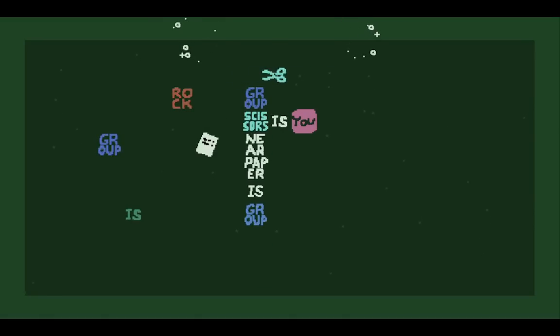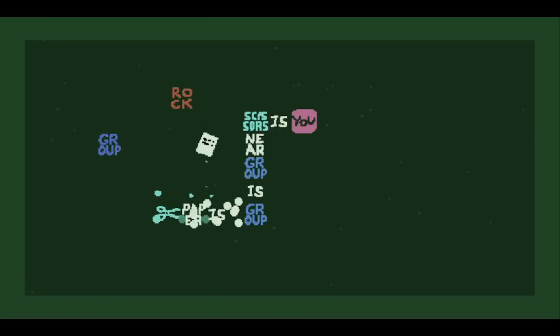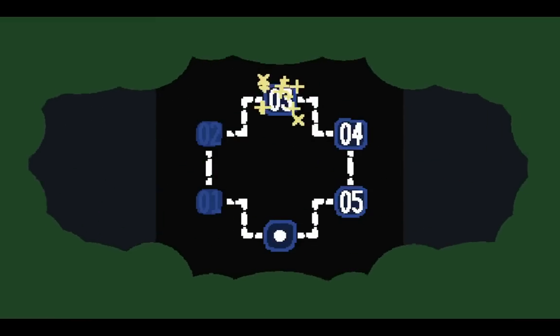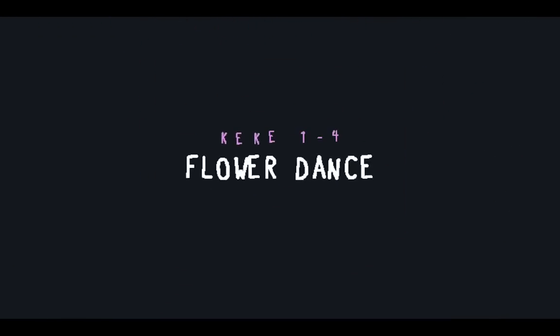No, that doesn't work. So I need to use the same kind of thing as I did with the on. Near group is group, and then paper is group. There we go. I did the exact same thing as the on level, and there we go. KEKE clear already.